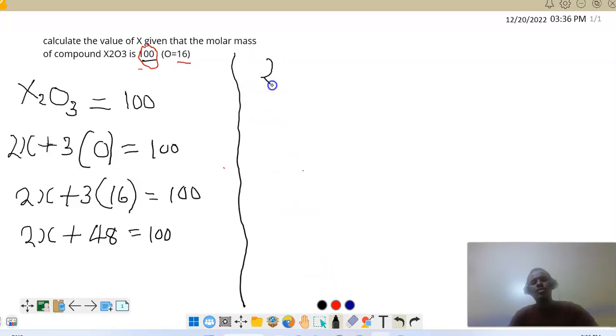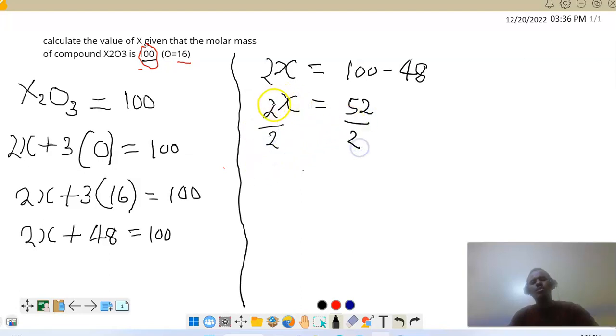You say 2x is equal to 100 minus 48. Therefore 2x is equal to 100 minus 48, which will be 52 if I'm not wrong. So you divide both sides by 2. So x alone is equal to 52 divided by 2, which is 26.